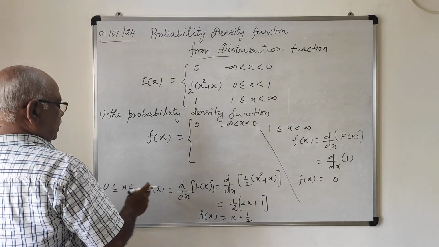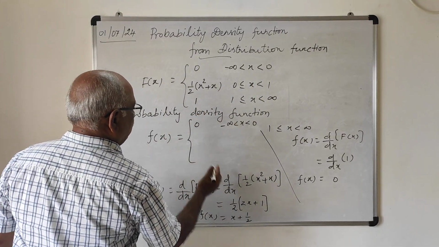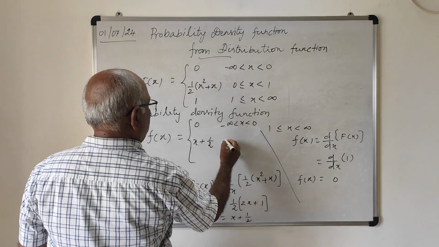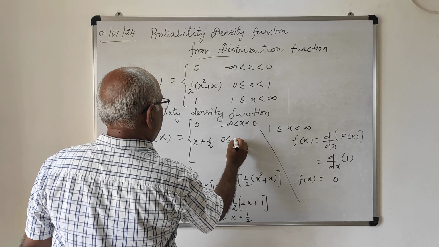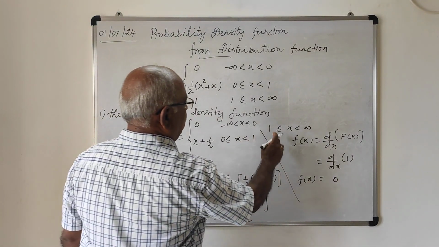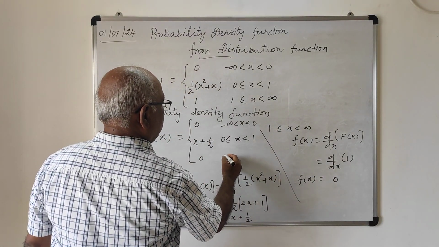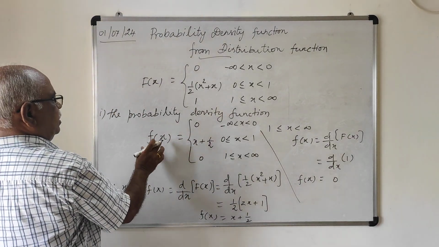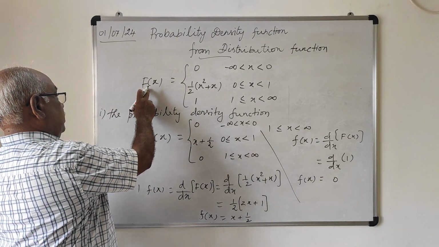And in the second part, in the interval 0 to 1, small f of x is x plus 1 by 2, for 0 less than or equal to x less than 1. And in the third interval, 1 to infinity, the function small f of x is 0 for 1 less than or equal to x less than infinity. So this is our distribution function.